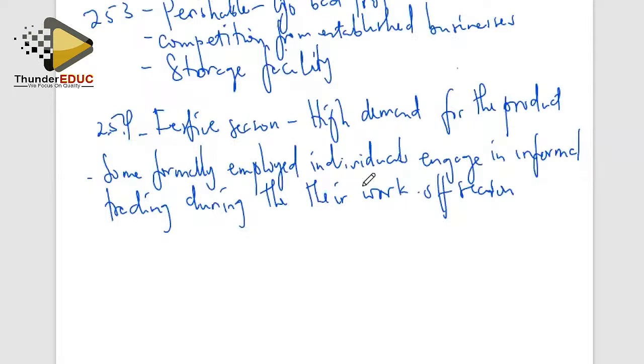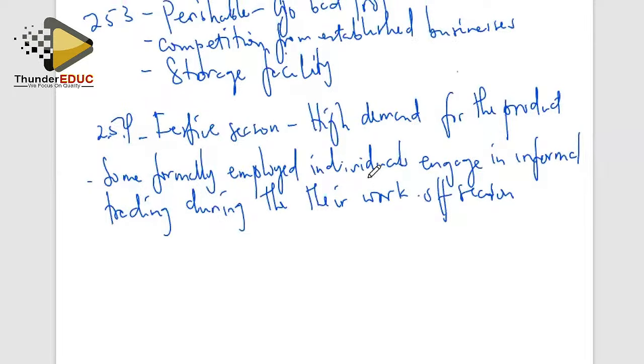So one reason is because of the increased demand, the potential business people will increase because they are sure that there's a market for their products, and also for the other reason that some people who are coming from the formal sector also join in the trading in the informal sector for December during their off work season.